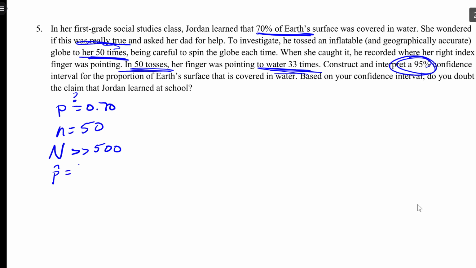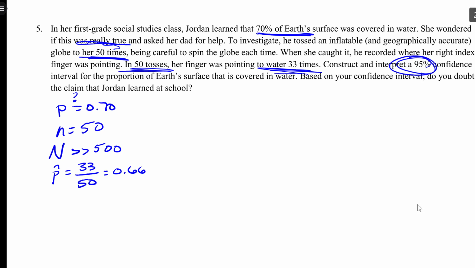And my sample proportion could be thought of then as 33 out of 50. Which means we essentially have a 66% chance that we pick a random spot on the globe that is covered by water. So now we have some evidence. We say that there's a 66% chance that a random spot is covered by water, but the claim was a 70% chance of picking a random spot on the earth and it's covered by water. Is it plausible that 70% is true despite our evidence?